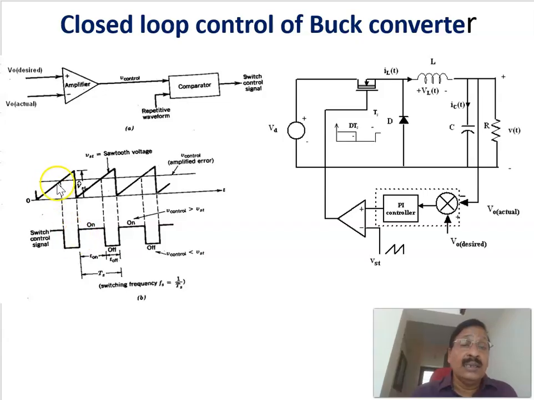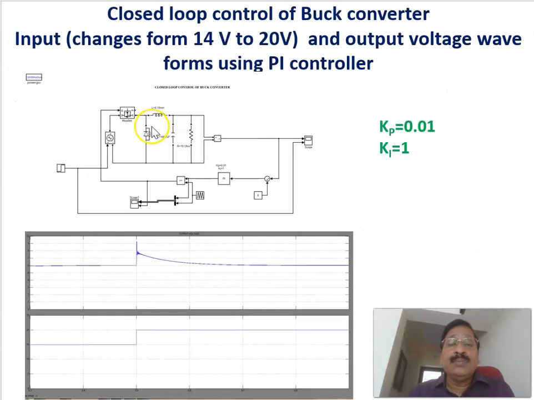This is a sawtooth waveform, and this is the PI controller output, and this is the output of the comparator that is given as input to the switch, and the same circuit is shown here also. This is the closed loop way in which the buck converter works. The same thing I simulated using MATLAB, closed loop. I changed the input voltage from 14 to 20. A perturbation is done at the input side.